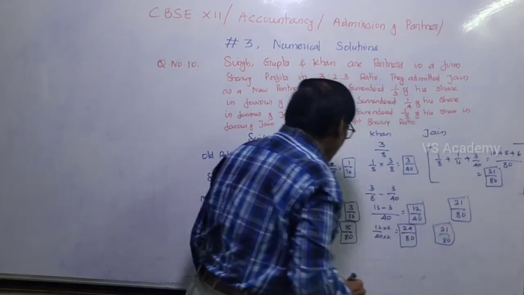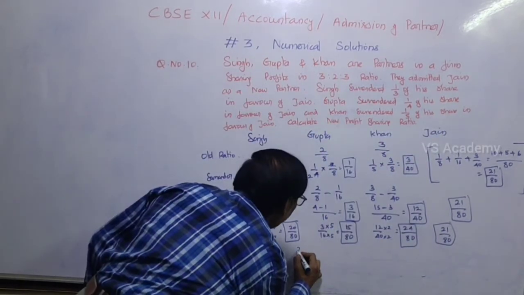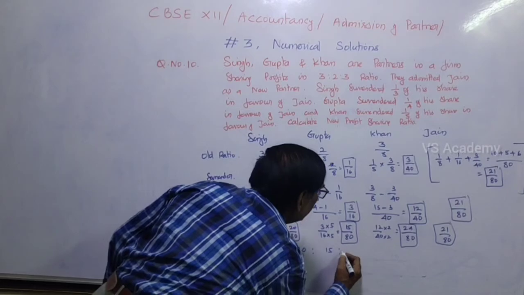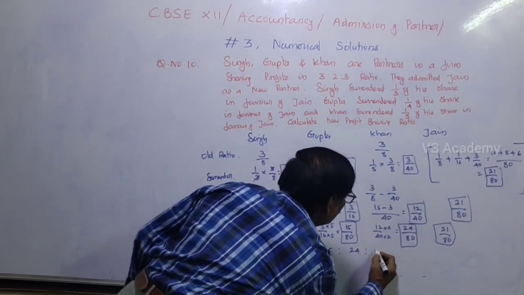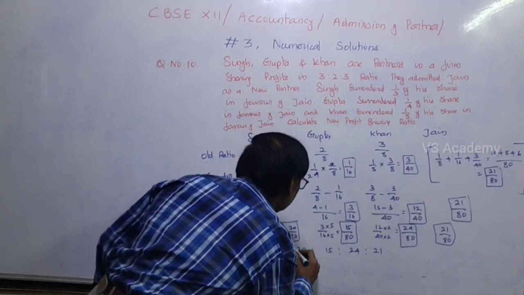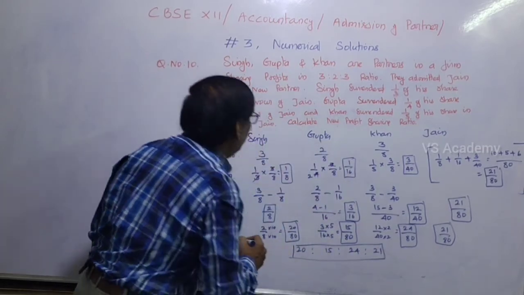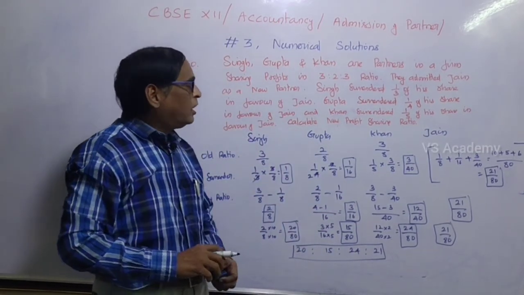So the ratio will be 20:15:24:21. This is the new profit sharing ratio between Singh, Gupta, Khan and Jain.